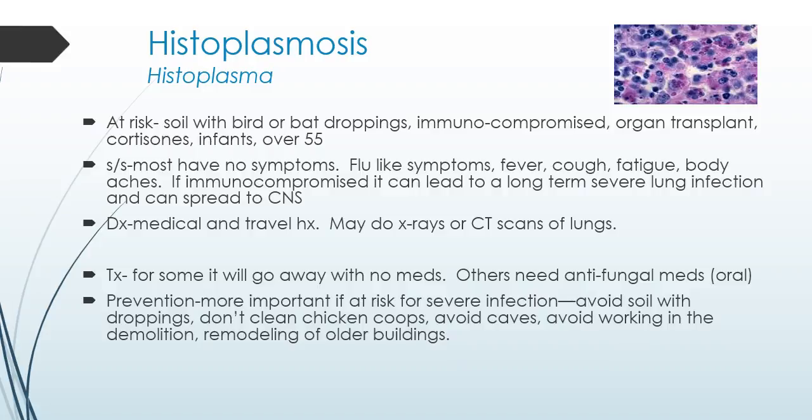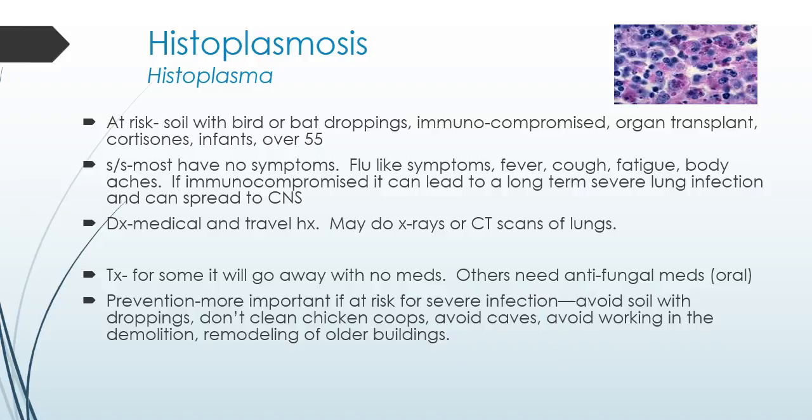People who are at risk are people who deal with soil that may have bird or bat droppings, people who are immunocompromised, people who have had an organ transplant, are taking cortisones, infants, people over 55, or someone who has traveled to one of the places that I just mentioned that have higher amounts of histoplasmosis. Signs and symptoms: most people have no symptoms, but when there are symptoms, they're typically flu-like symptoms. And if someone's immunocompromised, it can lead to a long-term severe lung infection and can actually spread to the central nervous system.